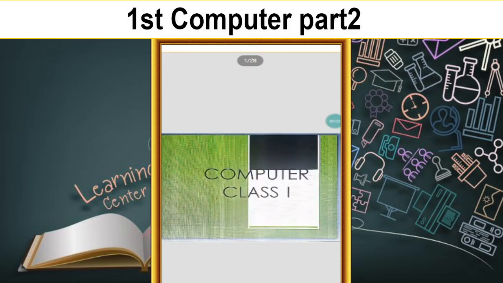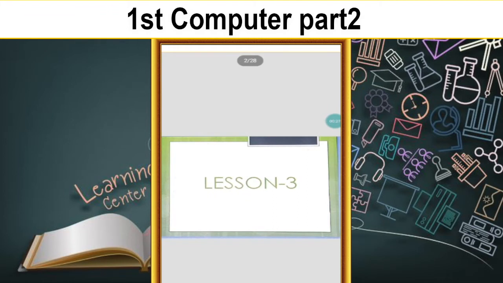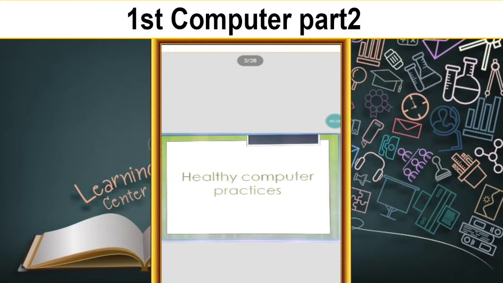In the previous class, we discussed the parts of a computer. We have different parts of a computer, that is monitor, CPU, keyboard, mouse, and we have seen additional parts of a computer, that is speakers and printer. Let us start our new lesson, Lesson 3, Healthy Computer Practices.